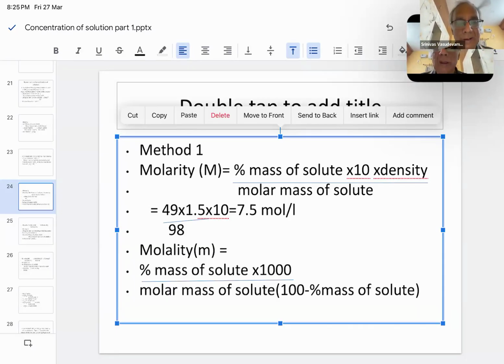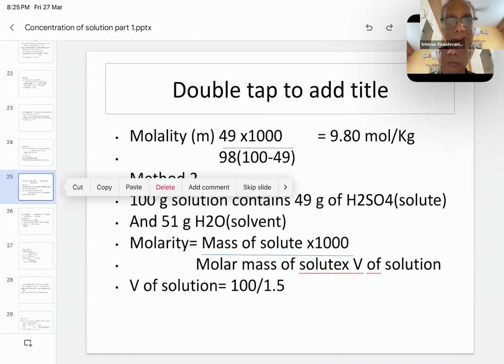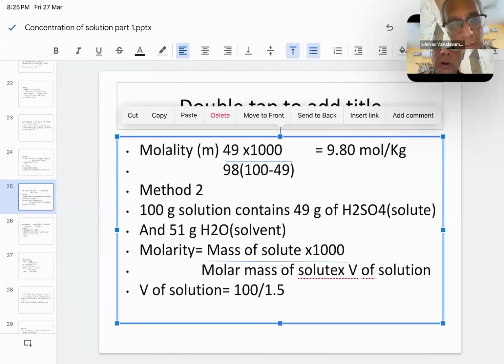Molality is percentage mass of solute divided by molar mass of solute into 1000 divided by 100 minus percentage mass of solute here. So here also everything is known to me. Percentage mass is known to me. Molecular mass is also known to me. So molality is equal to 49 percentage mass. Molecular mass is 98 into 1000 divided by 100 minus percentage mass. That is 100 minus 49. 9.8 mole per kilogram. This is one method of doing using the formula.